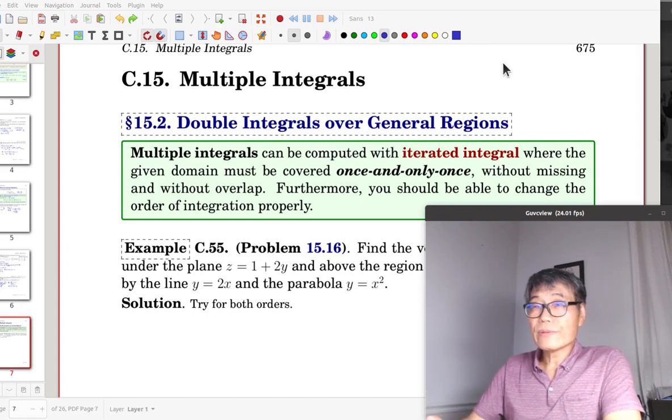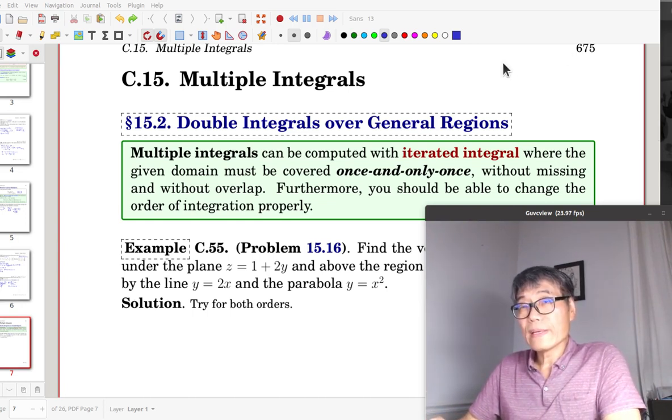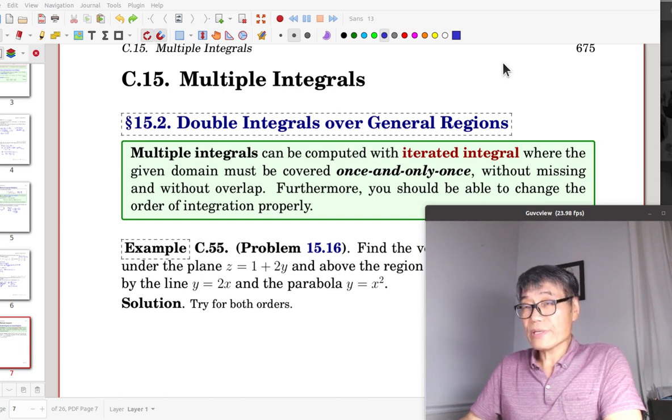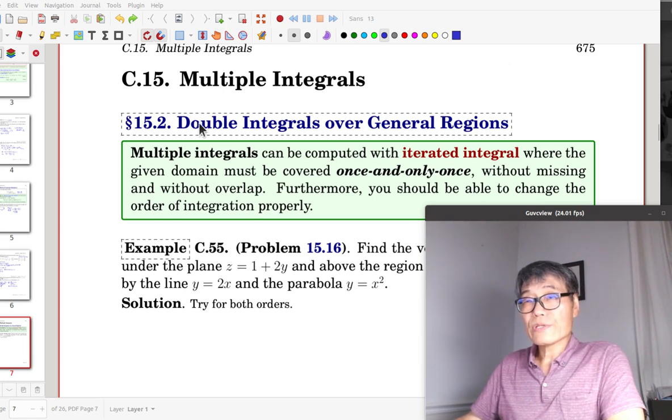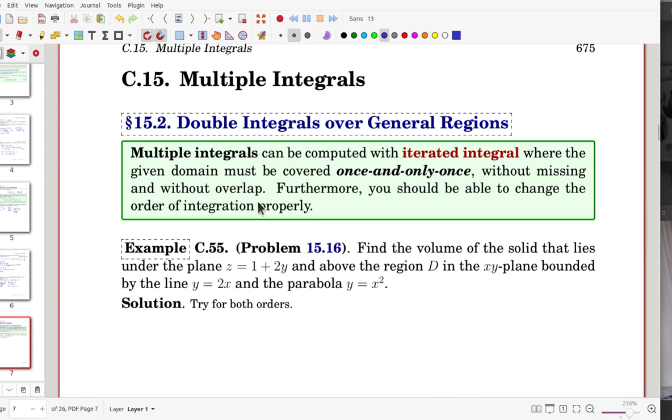Let's continue chapter review, chapter 15, multiple integrals. In this chapter, I selected also 3 sections. Let's see the first one, double integrals over general regions.